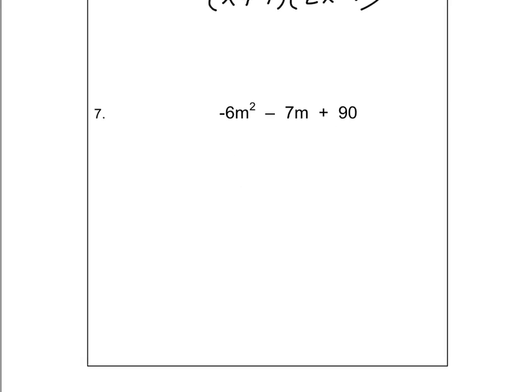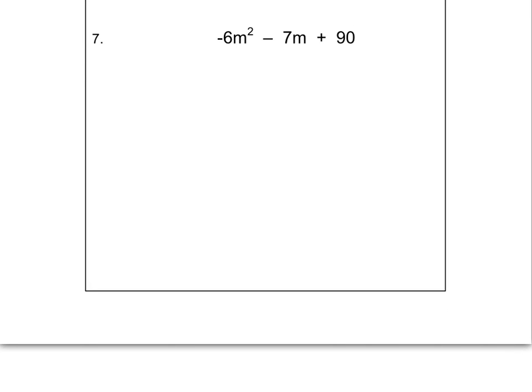Alright, let's take a look at this last problem. What's different about this last problem? Okay, this last problem, you'll notice the first term is negative. Can that ever happen? No. So how do I get rid of that negative term? I'm going to take a negative 1 away from everything, which all it's going to do is switch the sign. So whatever's negative is positive, whatever's positive is negative. So this becomes a positive 6m squared, a positive 7m, and a negative 90.